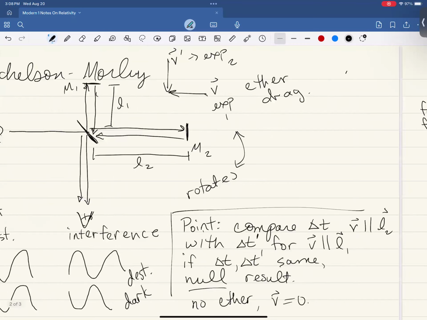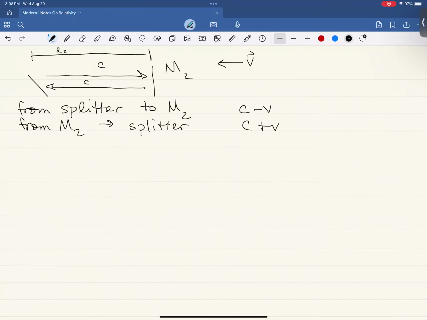All right, so how much time would it take for something to go from the splitter to M2, which is how we have it here, okay? We called that distance L2. So how much time would it take for it to do that? Okay, so remember, speed is equal to distance divided by time. So if you want to find the time, it is the distance divided by the speed.